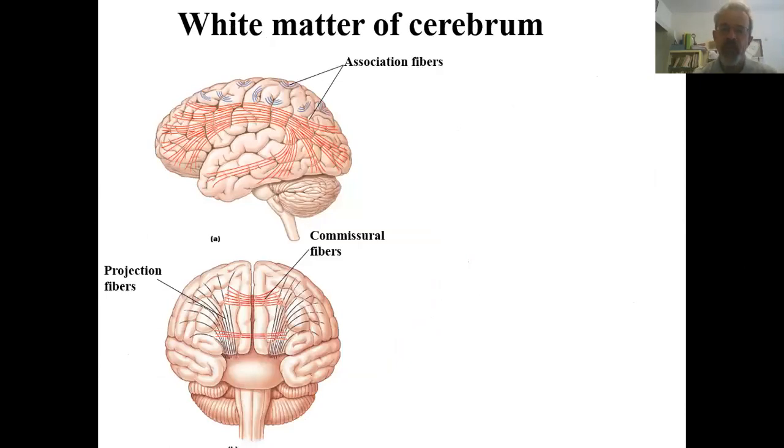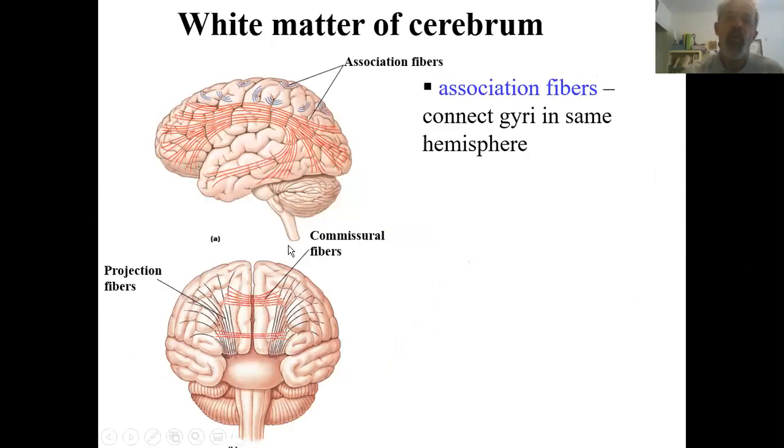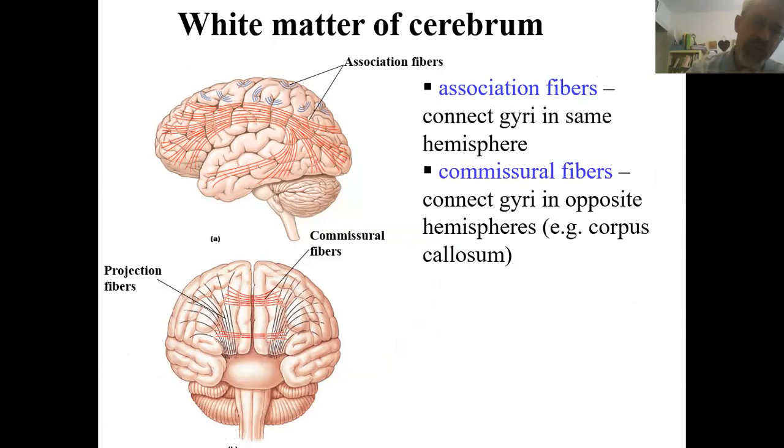What do we know about that? Well, first of all, the association fibers, the white matter, is responsible for sending information from one area of, say, one hemisphere to another area of the same hemisphere. So, for example, from the right frontal lobe to the right parietal lobe. Those are association fibers. Then we have the commissural fibers, which an example is the corpus callosum, which communicates between the two opposite hemispheres. Still white matter, still cables, still myelinated axons.